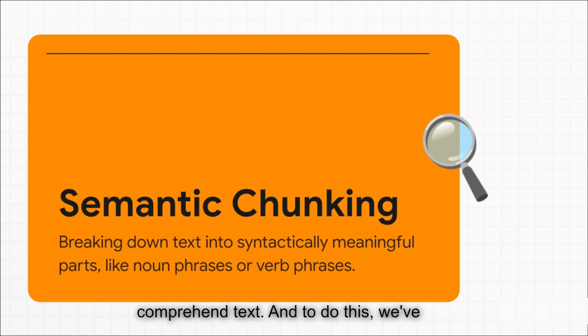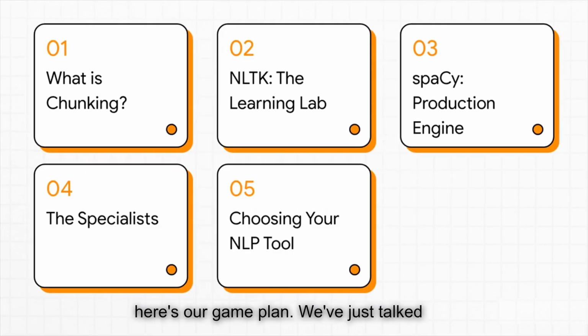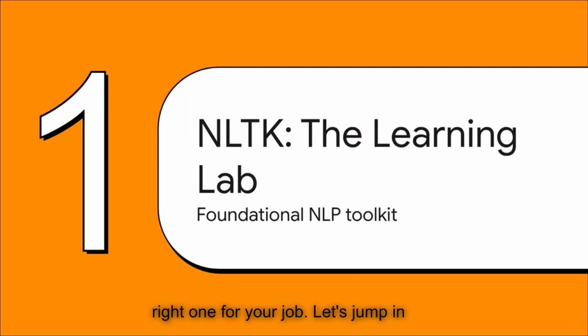And to do this, we've got some amazing open source tools. So here's our game plan. We've just talked about what chunking is. Now we're going to meet the main toolkits you'll use, NLTK and spaCy. After that, we'll look at a couple of specialists, Stanza and Polyglot. And then we'll wrap it all up by helping you figure out which tool is the right one for your job. Let's jump in.